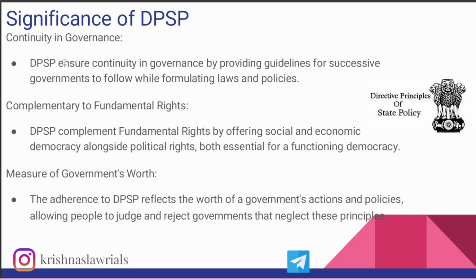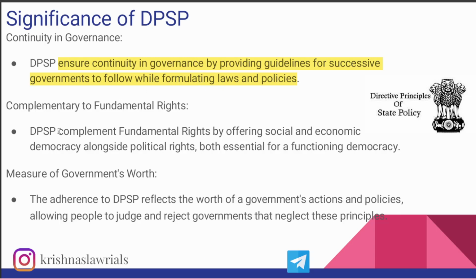DPSP ensures continuity in governance by providing guidelines for successive governments to follow while formulating laws and policy. So DPSP is ensuring that the same pattern, how a particular law is made now, should be the same after 10 to 14 years, because it will be acting as a guide to even successive governments. What is a successive government? Later governments.